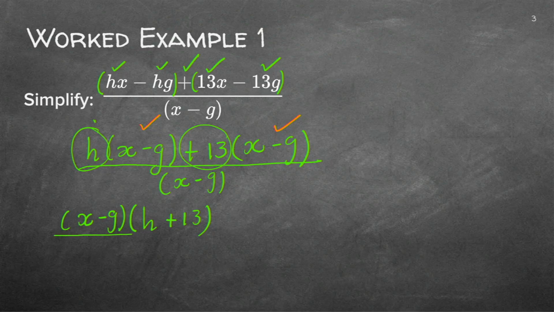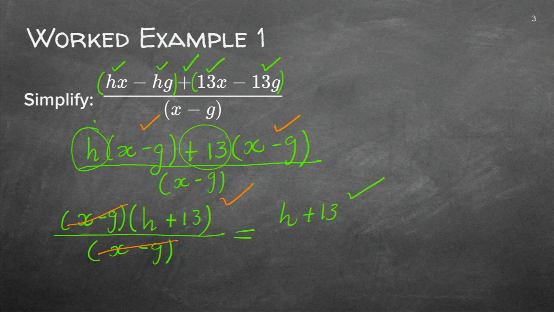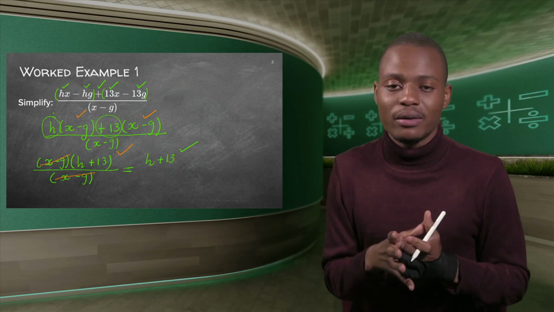And then you divide this by x minus g. If you are left with x minus g like that, you can easily look at both the numerator and the denominator and see if you have anything common, and if you have anything that is common, you can simply divide them or cancel them out. So x minus g is going to divide the other x minus g, and you are left with h plus 13. h plus 13 is your answer. We have simplified that fraction using the grouping method.